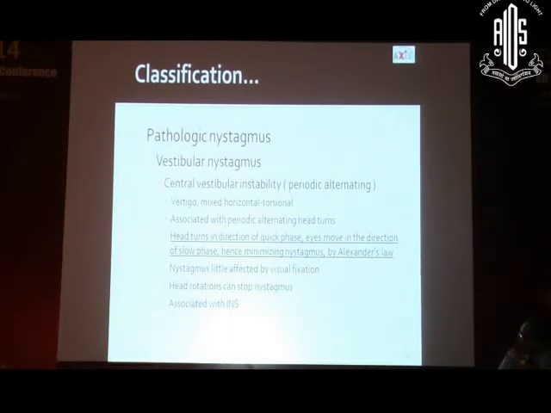The head usually turns in the direction of the quick phase, and the eyes just move in the direction of the slow phase, and thus minimizing the nystagmus. And because of these head rotations, the nystagmus sometimes gets dampened. So this is a periodic alternating nystagmus where there are periodic alternating head turns.